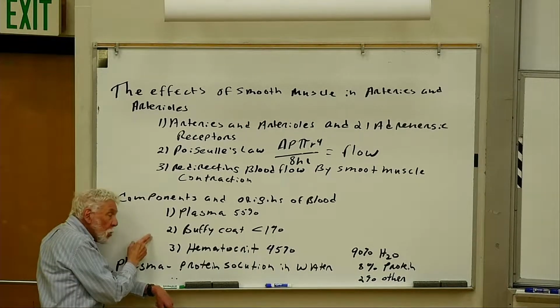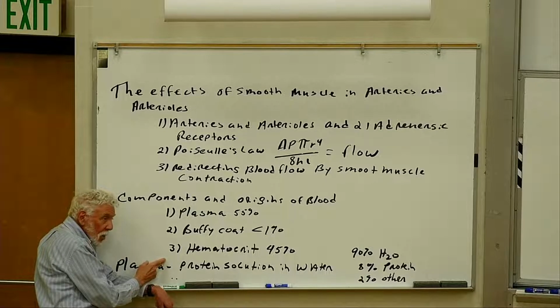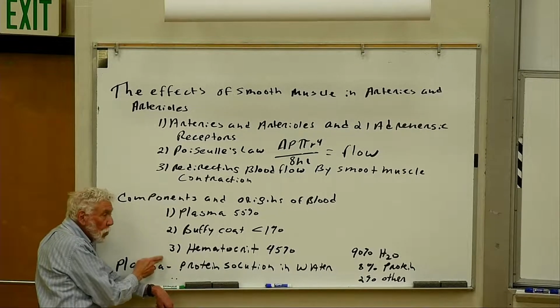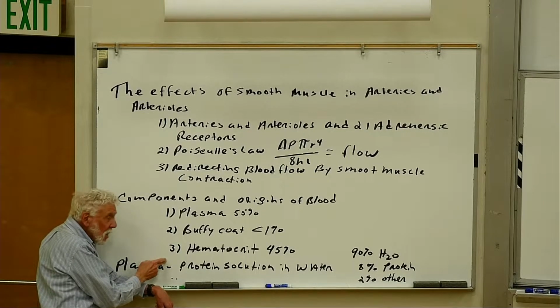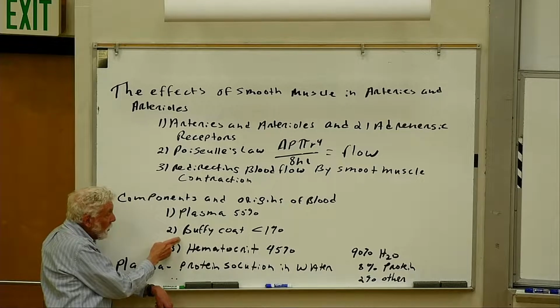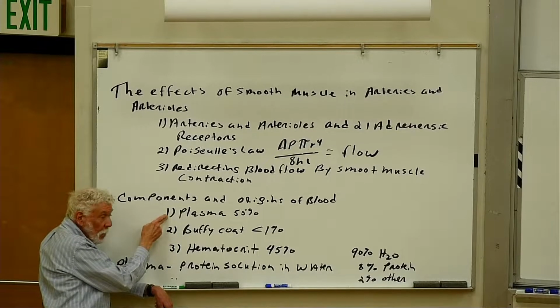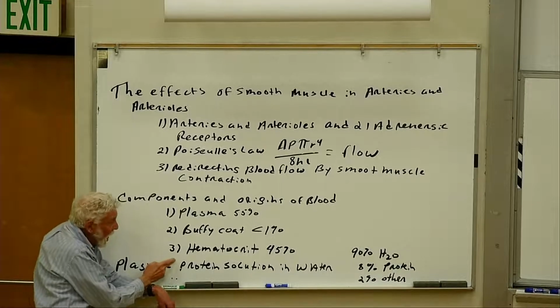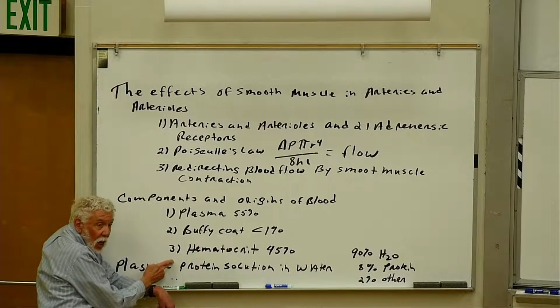The most dense material will be the hematocrit. These will be the erythrocytes. And the reason the erythrocytes are going to go to the bottom of the tube when we spin it is because the erythrocytes are much denser than either the living cells in the buffy coat or the plasma. And the reason the erythrocytes are so dense is that they contain lots and lots of iron.